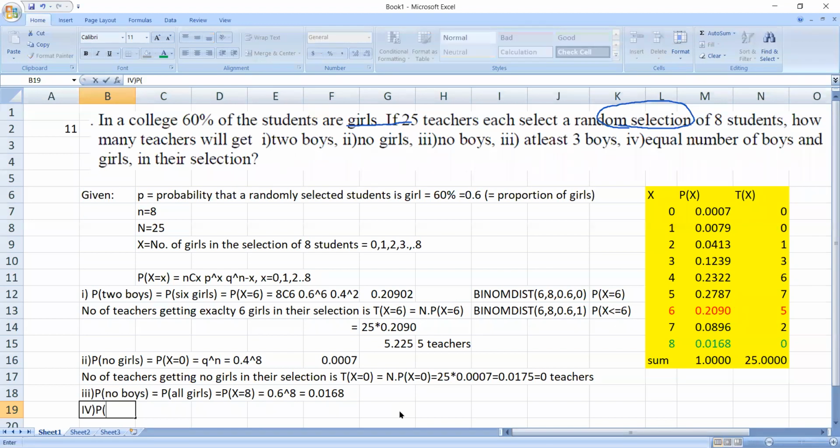Next, the fourth one is P of at least 3 boys. That has to be written in terms of girls. At least becomes at most. So that becomes n minus 3, that is 8 minus 3, which is equal to 5. 5 girls. So at most 5 girls. At most k is P of x less than or equal to k. So this will be P of x is equal to 0, x is equal to 1 and up to 5.